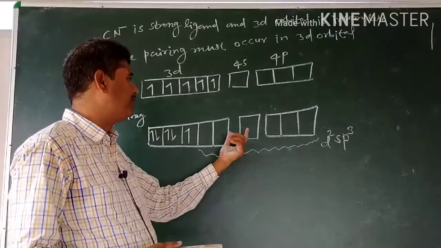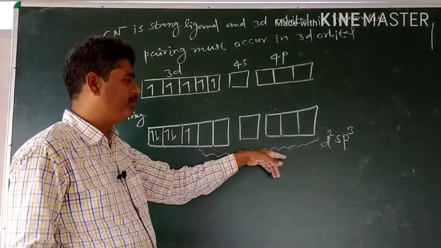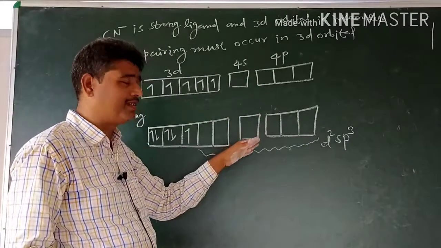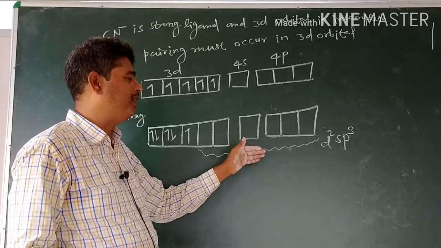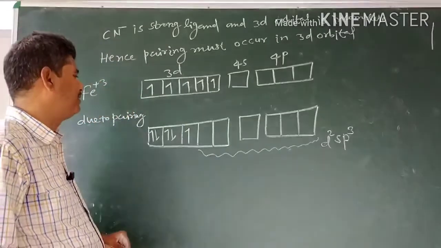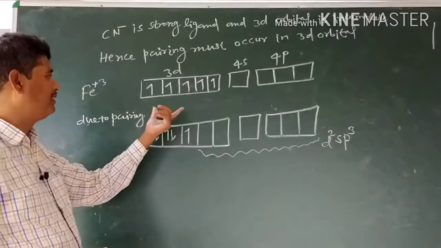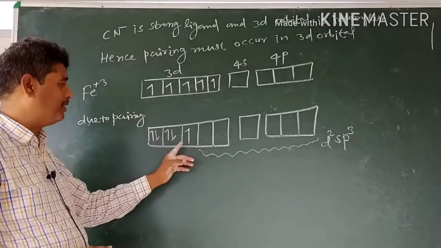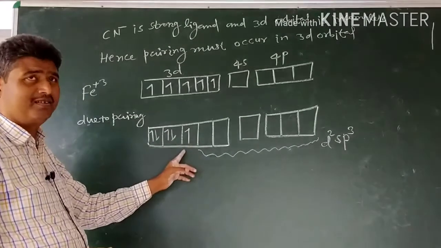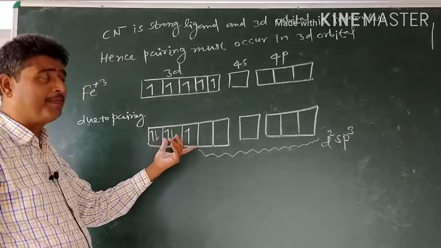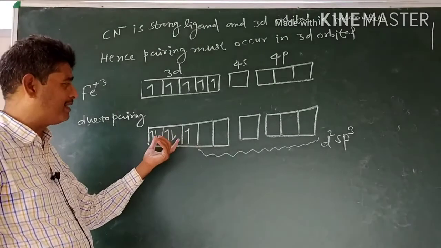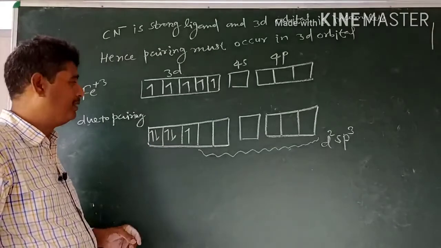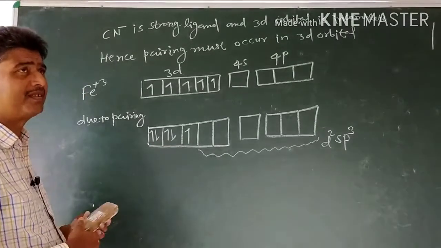Here the inner d orbitals, that is 3d orbitals, participate in the hybridization. So the given complex will be an inner orbital complex. Mind here that out of 5 d electrons, 1 electron remains unpaired. So due to availability of an unpaired electron in the inner 3d orbital, the given compound will behave as a paramagnetic compound.